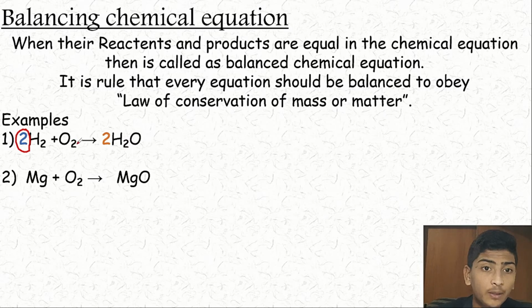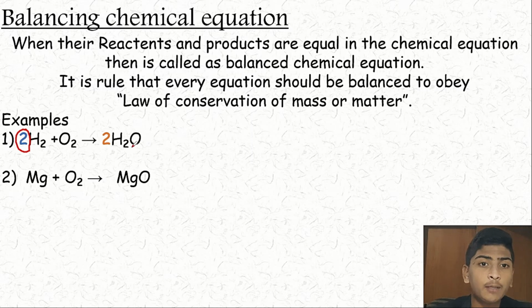And when it comes to oxygen, there were two and there was only one. So we wrote here 2 and we got 2 oxygen but 4 hydrogen, and we placed 2 here. So we got at the reactant side 4 hydrogens, 2 oxygen. At the product side 4 hydrogen, 2 oxygen.